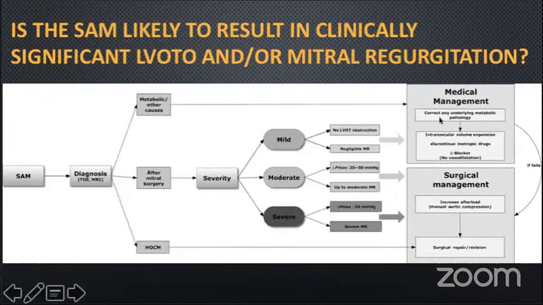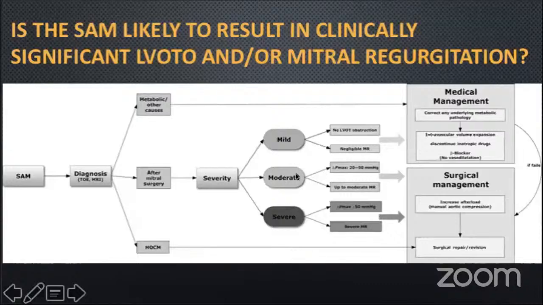management to correct any underlying metabolic pathology, or to give extra volume to expand the left ventricular filling pressure, and to discontinue inotropic drugs that can lead to hyperdynamic function of the left ventricle and then make SAM worse. So if we address these things and it works and the SAM regresses, then it is medical management most of the time. If it does not, then we can always consider surgical management as a definitive option.